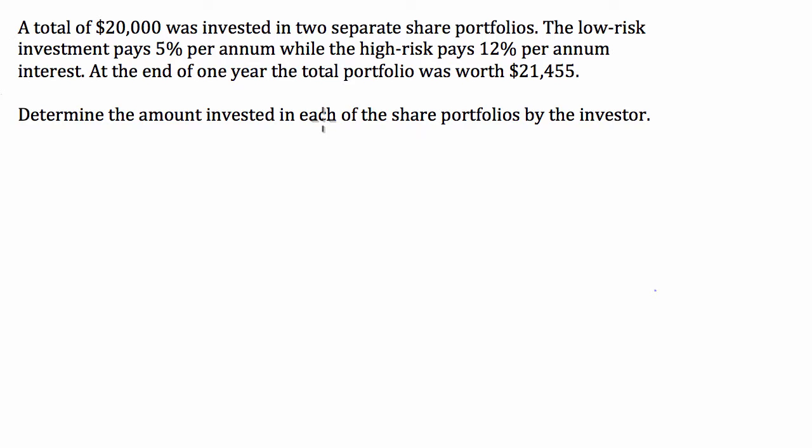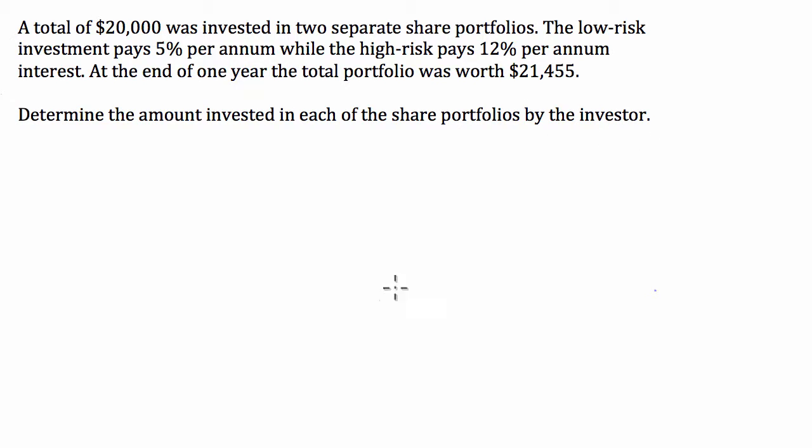G'day guys, we've got a question here where it's saying that a total of 20 grand was invested in two separate share portfolios. The low risk investment pays 5% per annum, or the high risk pays 12% per annum interest. At the end of 1 year, the total portfolio was worth $21,455. Determine the amount invested in each of the share portfolios by the investor.